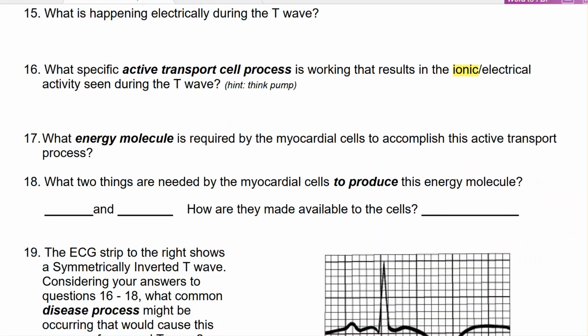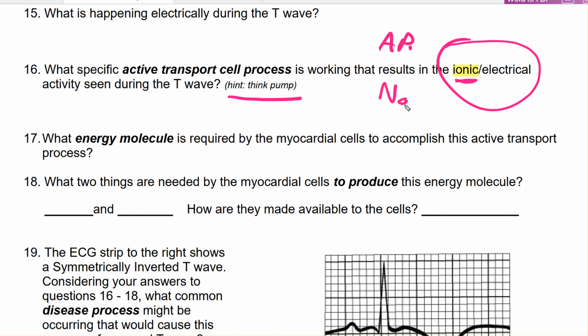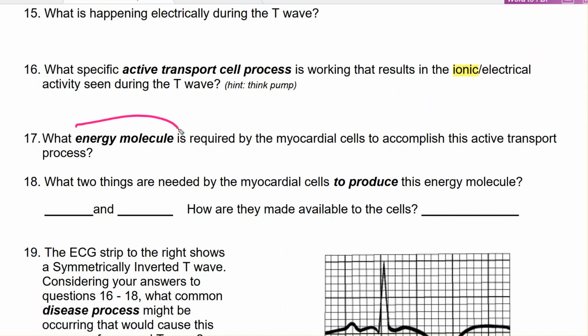Then there's some questions that talk about cell processes. So I want you to think about the chemicals involved in action potentials, remember? So think of pumps and think of action potentials, right? So what ions participate in action potentials? Na and K, right? So think about that. Think about pumps. Think about energy molecules.